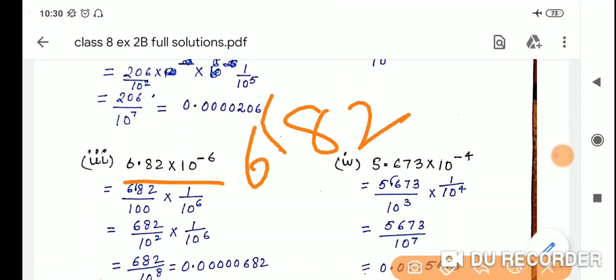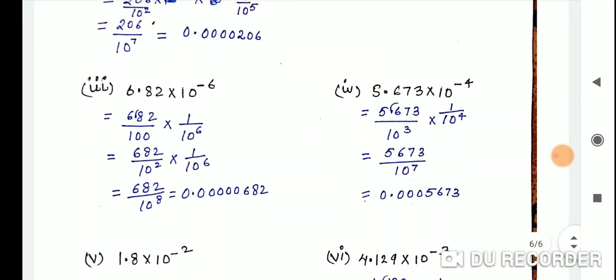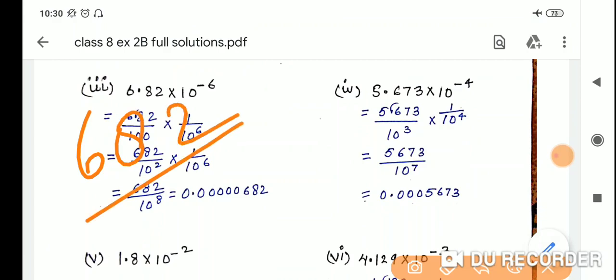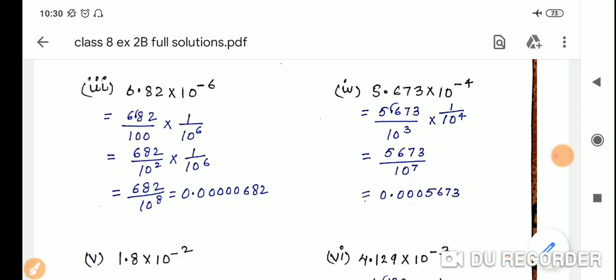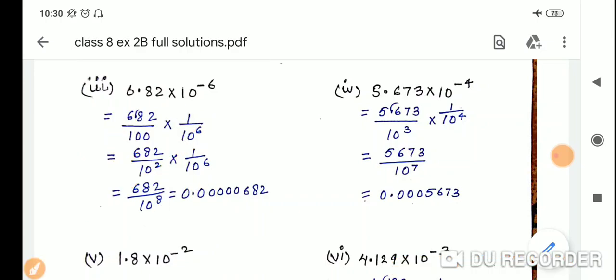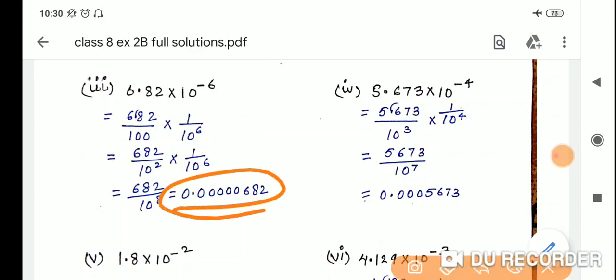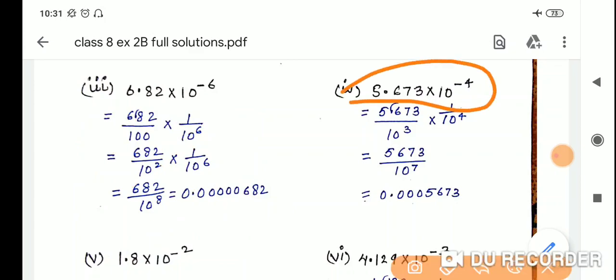6.82 is 682 by 100, into 10 raised to the power minus 6. So 682 by 10 raised to the power 2 into 1 by 10 raised to the power 6. 6 plus 2, 8. So here 682 by 10 raised to the power 8. And by converting to a decimal, we will write like this. Now the fourth part, 5.673 into 10 raised to the power minus 4.